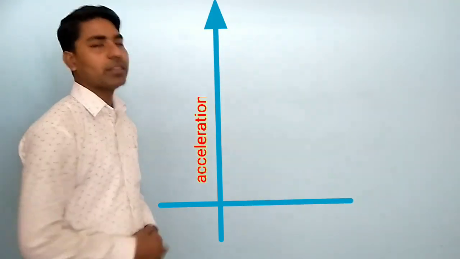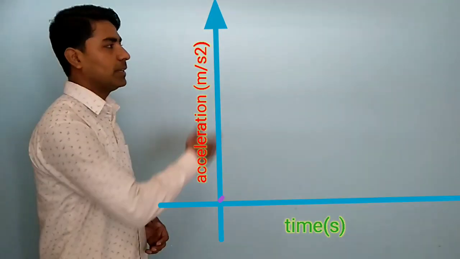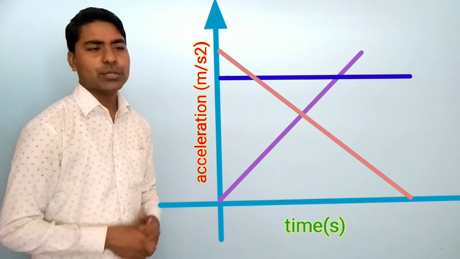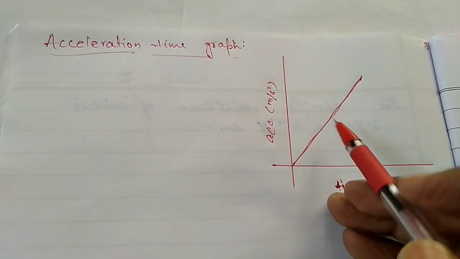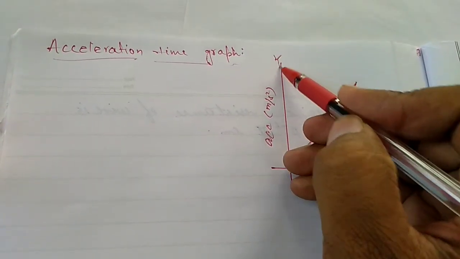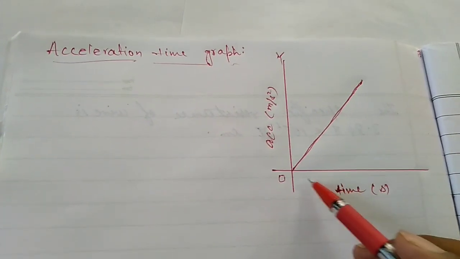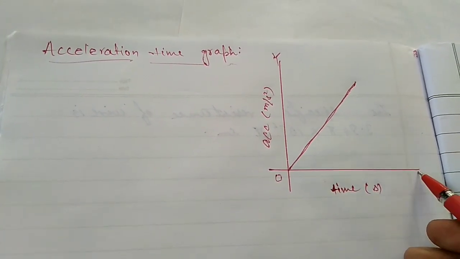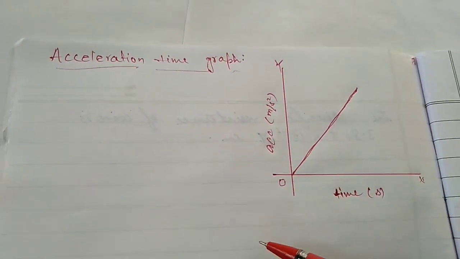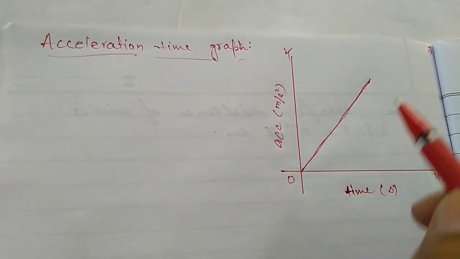In the same way, the acceleration will be on the y-axis and the time will be on the x-axis. The graph can be increasing in a straight line, horizontal with the time axis, or declining. So let's do the calculation. See here the acceleration time graph. I'm drawing the first one. Here the unit of acceleration is meter per second square on the y-axis, this is origin O, and the x-axis has the time value in seconds, so this is OX, and this is an arbitrary straight line graph. What we have to find is the slope and the area.